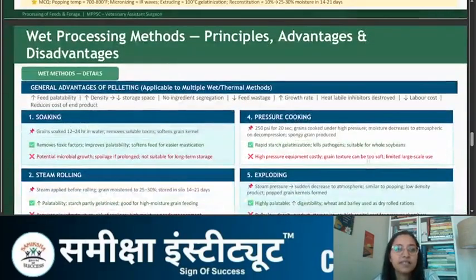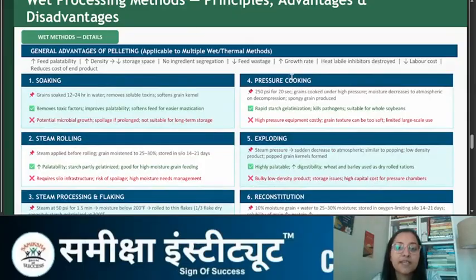Next are the wet processing methods. These are important wet processing methods, important for the roughages even. Then these are the wet processing methods for the grains. So first and foremost, the general method. It gives improved feed palatability and improved density, and whenever the density is higher, the storage space required will be lower. So there is no ingredient segregation, and there will be complete mixing of the feed.